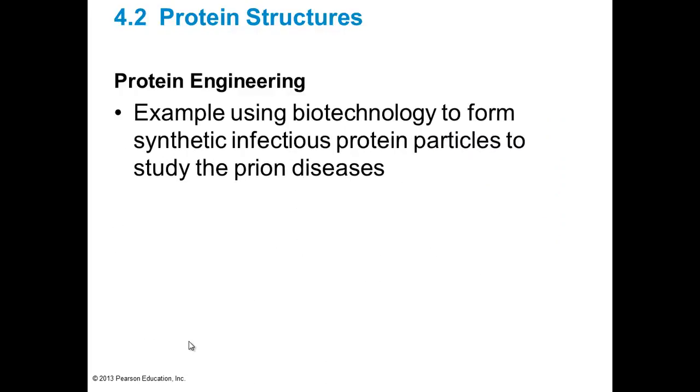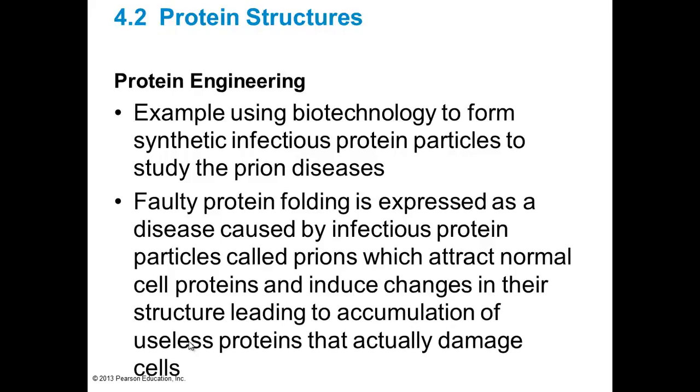One example using biotechnology, some individuals have formed synthetic infectious protein particles called prions, and they've used this to study prion disease. And prions are proteins that have been folded incorrectly, improperly, and they confer their characteristics to other proteins. They actually recruit other proteins by transmitting that misfolded state. Okay, so the prions, which attract normal cell proteins, then induce changes in the normal cell proteins, and then this protein is accumulated. It's useless. Usually it's worse than useless because it will start to attack human tissues.